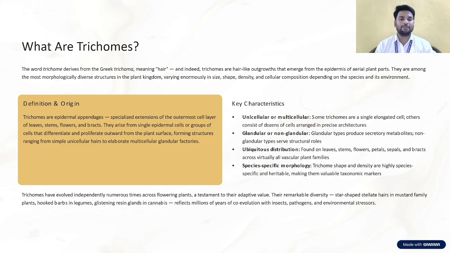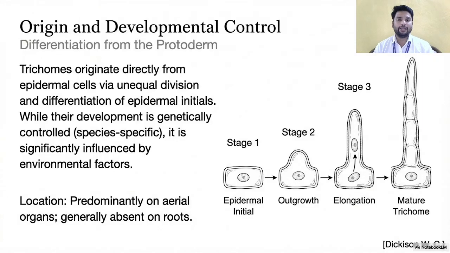Then there is species-specific morphology. Some trichomes are uniquely found on a particular genus, species, or family, depending on the type, the environmental conditions, the pathogen interaction, and the insect interaction. So trichome shape and density are highly species specific and heritable, making them a valuable taxonomic marker. I discussed star-shaped hairs found in the mustard family, hooked barbs in the legume family, and glistening resin glands in cannabis. Origin, development, control.